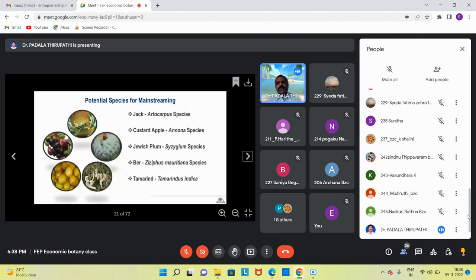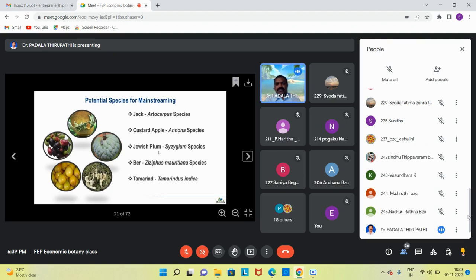And the potential species for mainstreaming in that area is jackfruit. We know jackfruit, it is called Artocarpus species. Okay? Jackfruit, Moraceae family. This Artocarpus belongs to the Moraceae family. And custard apple, we know the Annonaceae family, Annona species: Annona squamosa, Annona muricata, Annona reticulata. So these are the different species also being mainstreamed in that area.